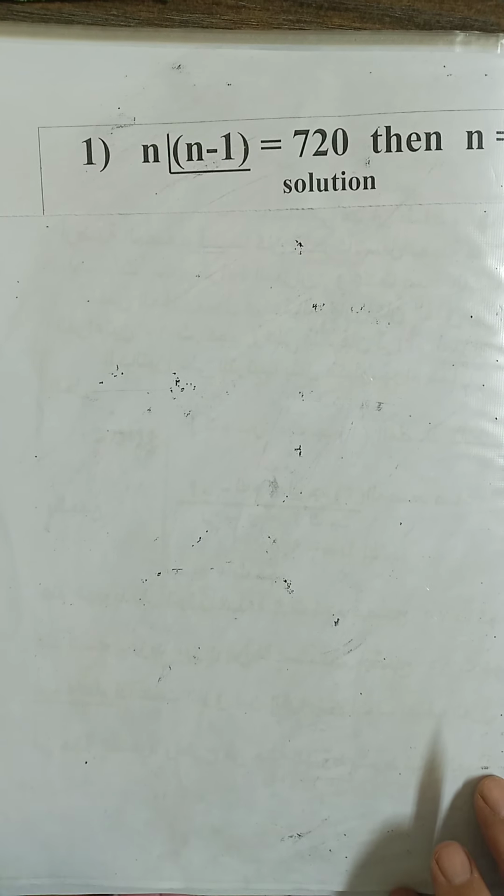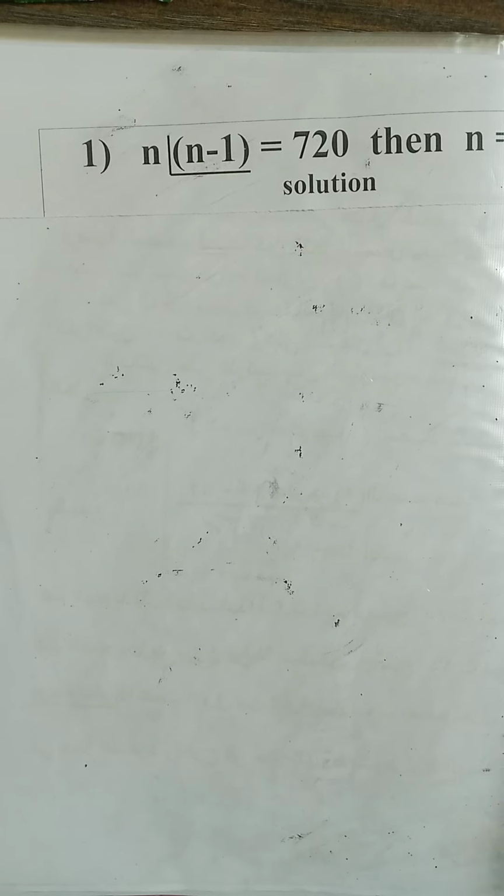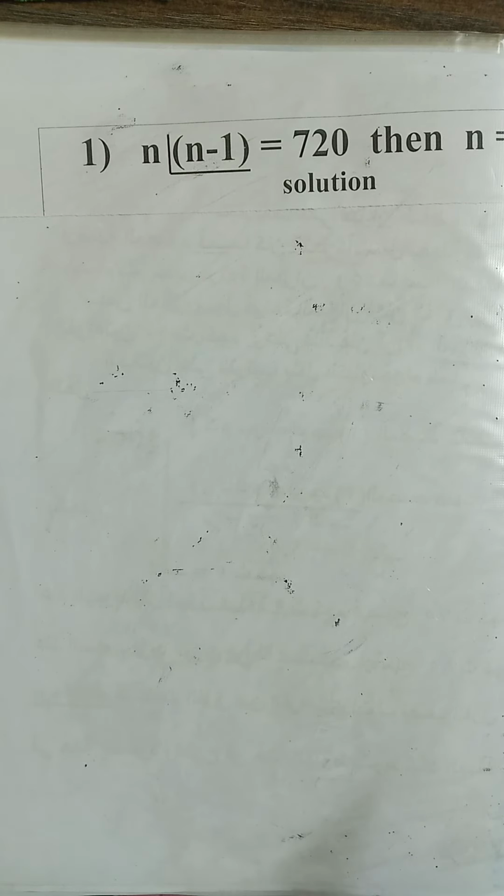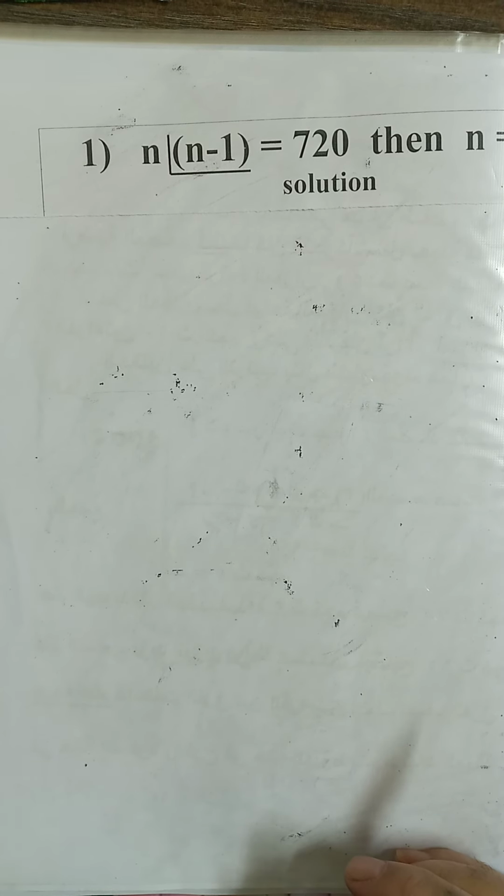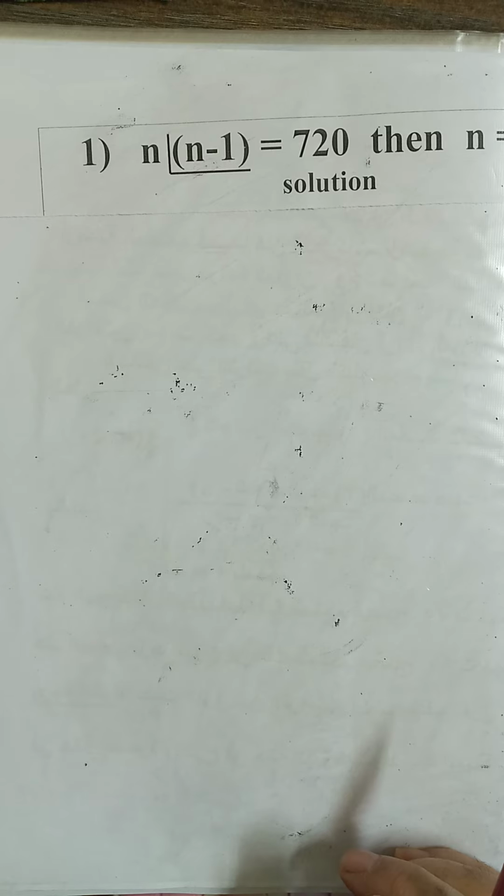The first one: factorial n times factorial n minus 1 equals 720. Find the value of n.